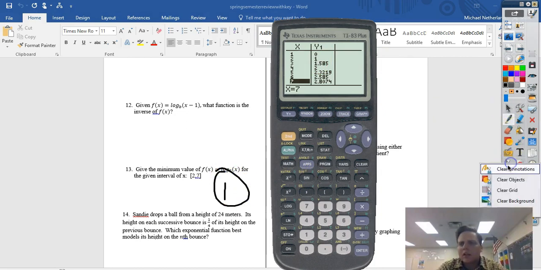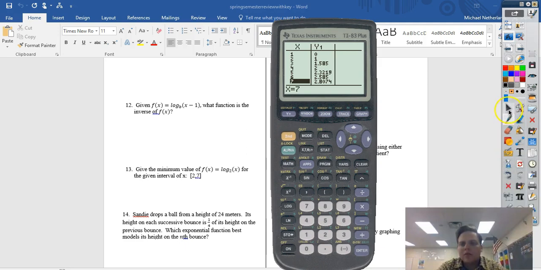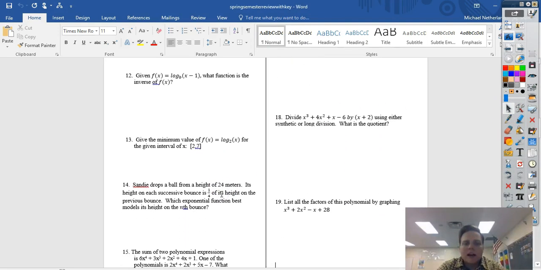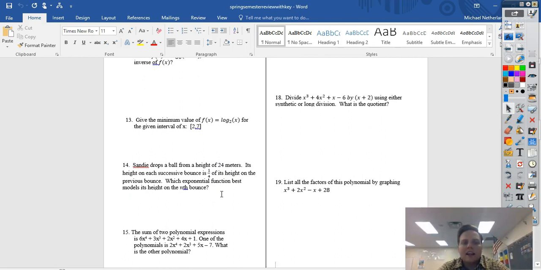Okay, next problem. Number 14. Sandy drops a ball from a height of 24 meters. Its height on each successive bounce is 1/4 of its height on the previous bounce. Which exponential function best models its height on the nth bounce? Okay. So, guys, you start off with your starting amount, which is 24. Okay. You multiply that by what you're changing by, which is 1/4 each time.